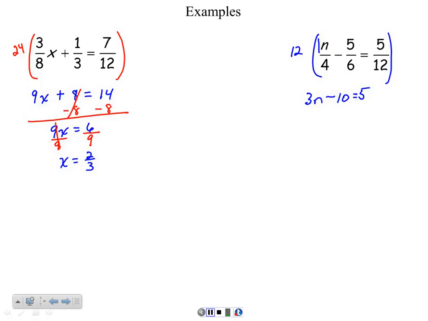Now I need to get my like terms on the same side, so I'm going to add 10 to both sides. And so I'm going to have 3n is equal to 15. And then if I divide both sides by 3, I'm going to get n is equal to 5.